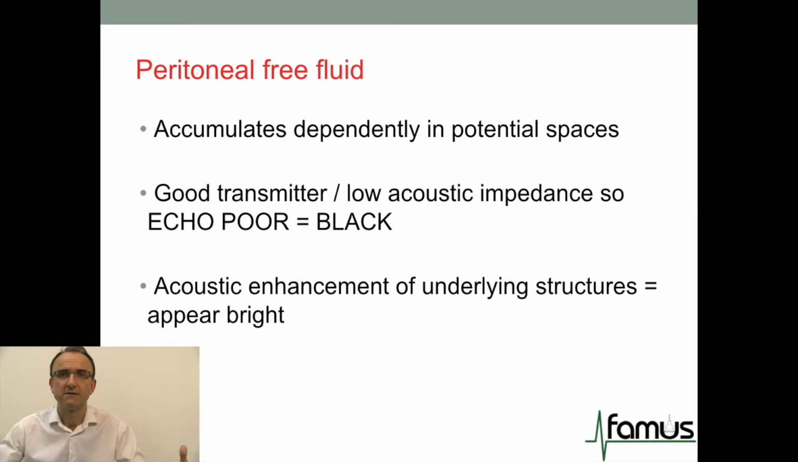What are these spaces? They are virtual spaces, potential spaces that become evident when fluid actually fills them. We're talking about the Morrison space between the kidney and the liver on the right, the splenorenal recess between the spleen and the left kidney on the left, and the Douglas pouch in women between the rectum and the uterus, and the rectovesical space in males.